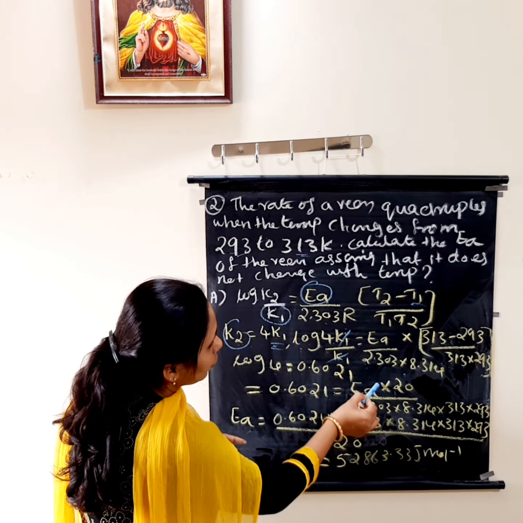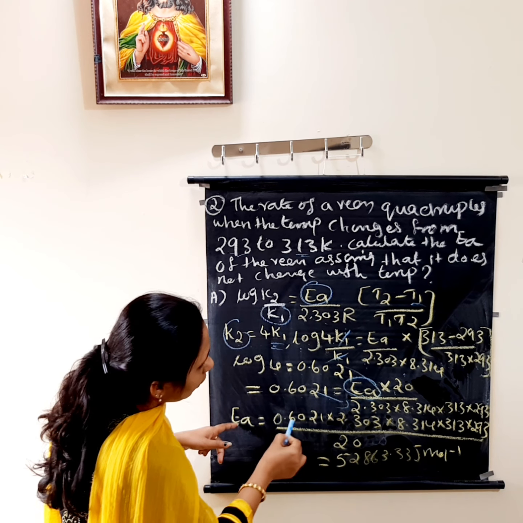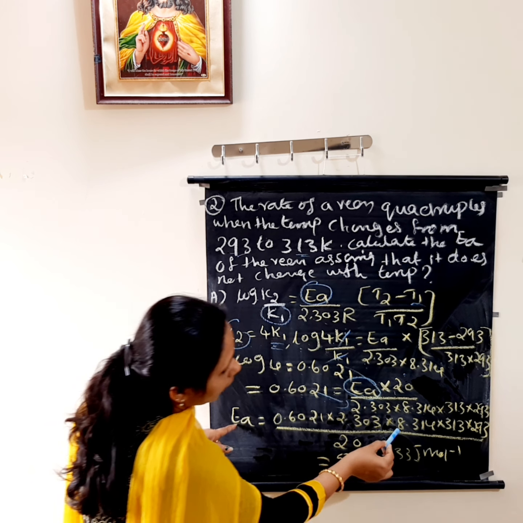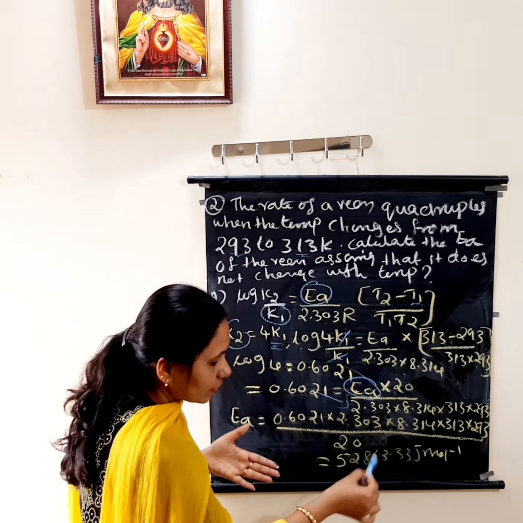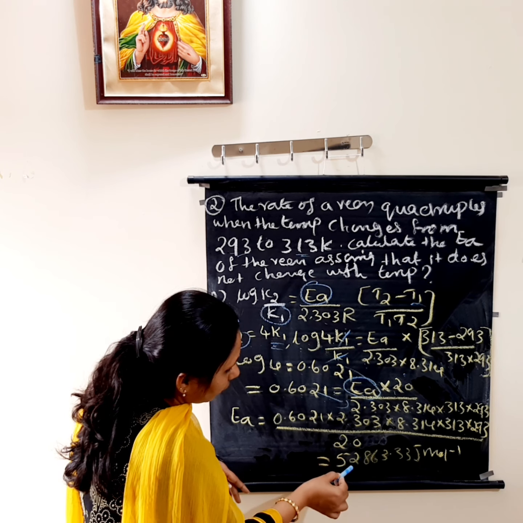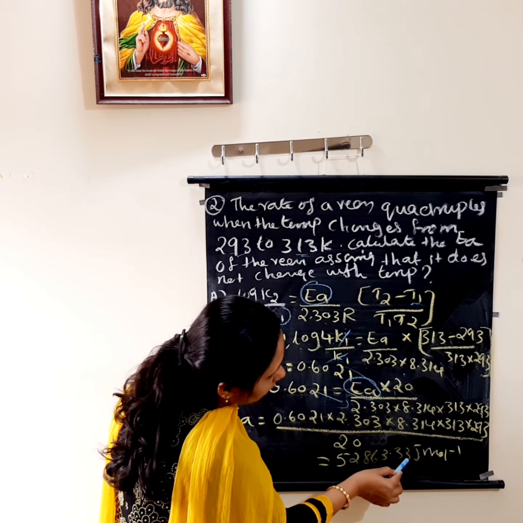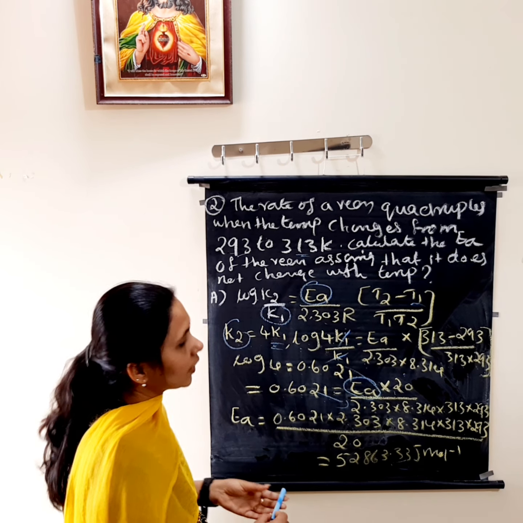So we have to calculate Ea. Cross multiplication: Ea equals 0.6021 into 2.303 into 8.314 into 313 into 293, divided by 20. Just solving it, we will get 52,863.33 joules per mole. What is activation energy?